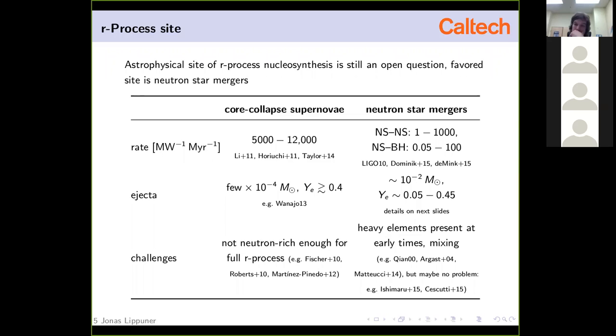And so these here are some references of papers that mention this problem, but actually many recent galactic chemical evolution models show that, okay, maybe this is not so much of a problem if you have a more sophisticated galactic chemical evolution model. But I think at this point, there's still no clear consensus in the literature. So these are the challenges that the neutron star mergers face right now.